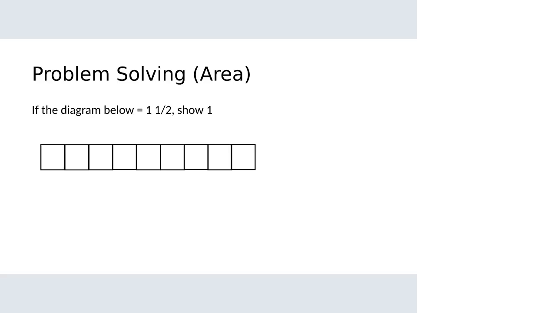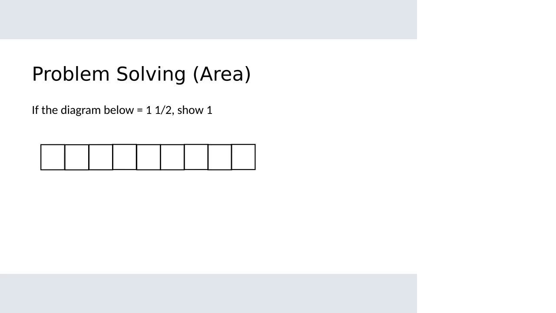But if that diagram below is 1.5, show 1. Some of you who are extremely visual will thrive with these. For me, I can't really do it that well visually, but some of you I bet can. Some of you who are really visual might look at this and say, well, 1.5, let's see.